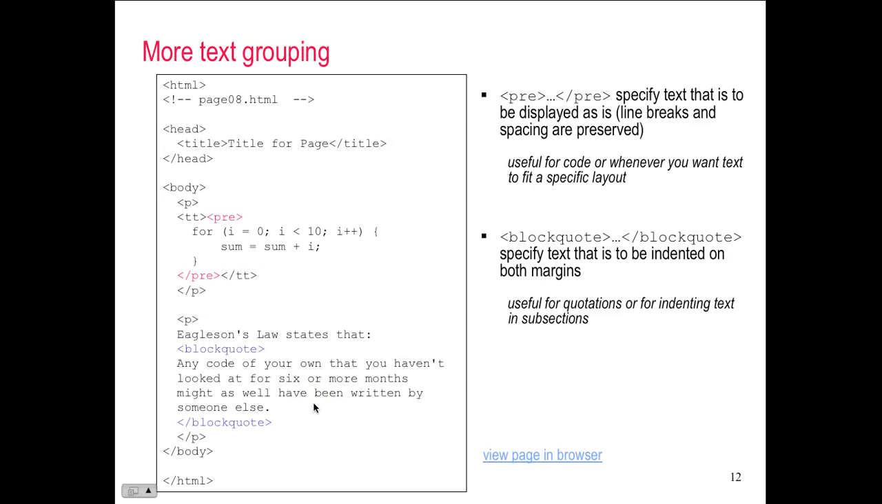So for inline text, we can apply span just like div, but div is a section. Span is just the text that's in there. You can nest all of these together, by the way.